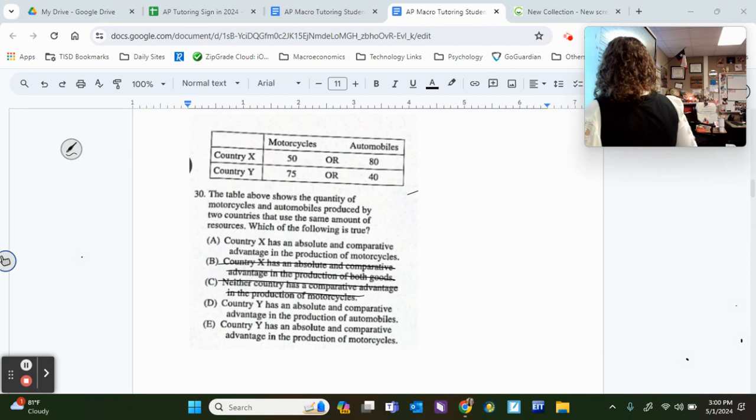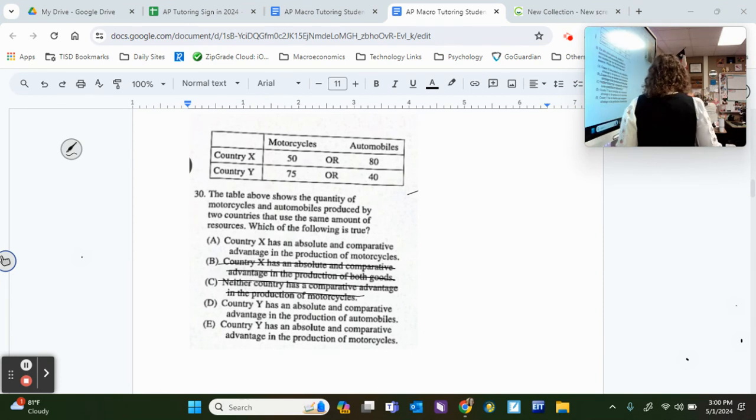No, someone has to. And then back to A, just looking at the numbers. Country X has the absolute and comparative advantage in motorcycles. That might be true, but do they have an absolute? Country X, right here, only makes 50 motorcycles. Country Y can make more, 75. So I don't know about the comparative advantage part, but I know that they don't have an absolute advantage, and it's saying it's both. So it's not that one either.